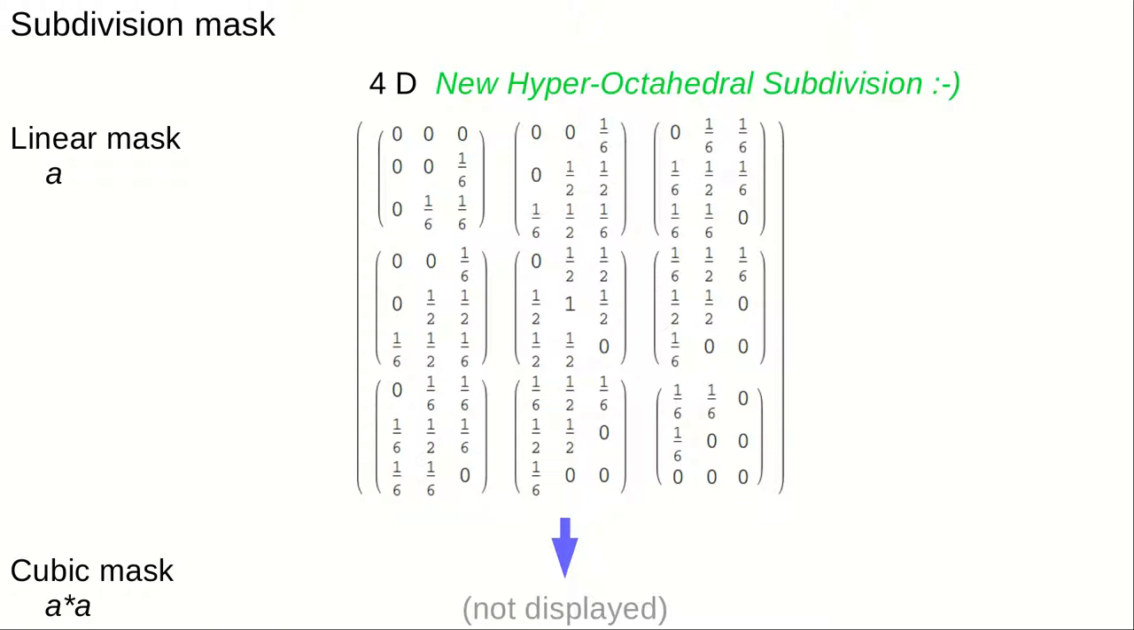The weights fit in an array of dimension 3 by 3 by 3 by 3. List convolution gives the cubic mask, resulting in a 5 by 5 by 5 by 5 array with 244 entries as 0.